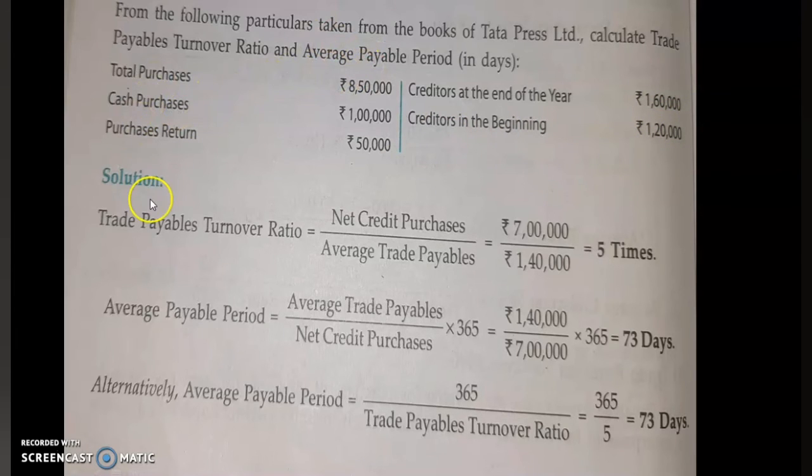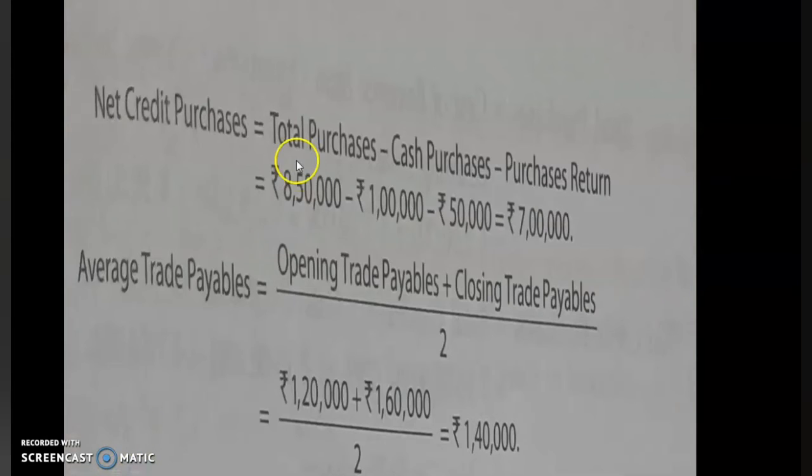Now move to the solution part. First of all, write down the formula. Trade payables turnover ratio is equal to net credit purchases divided by average trade payables. Children, to calculate the net credit purchases, the formula which you have to use is: from the total purchases which is given to you in the question, subtract cash purchases, subtract purchases returned.